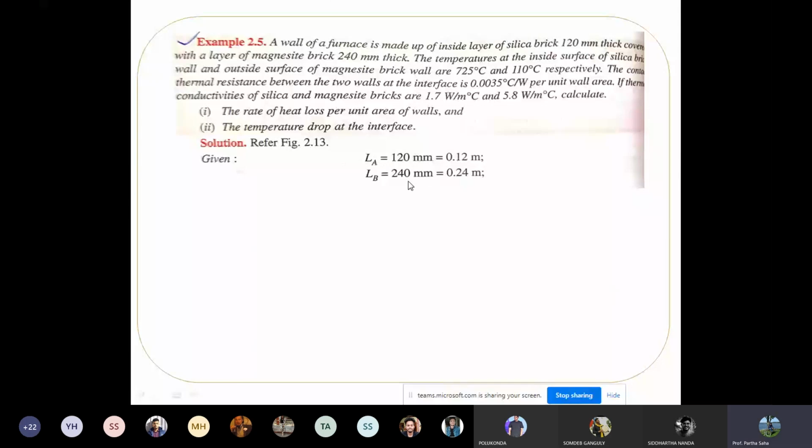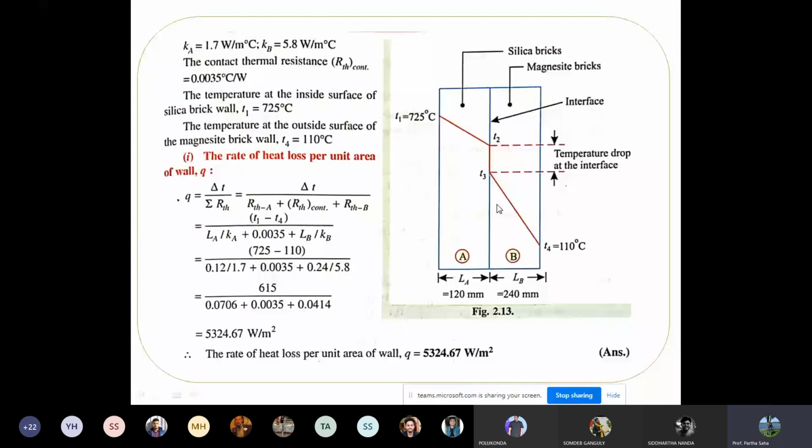And the magnesite brick is given 240 millimeter or 0.24 meter. So let us look into this. The inside temperature of the silica brick is given 725 C. You can see here, this is silica brick, this is magnesite brick. The outside temperature of the magnesite brick is given 110 C. Length of the silica brick is given 120 millimeter. Length of the magnesite brick is given 240 millimeter.